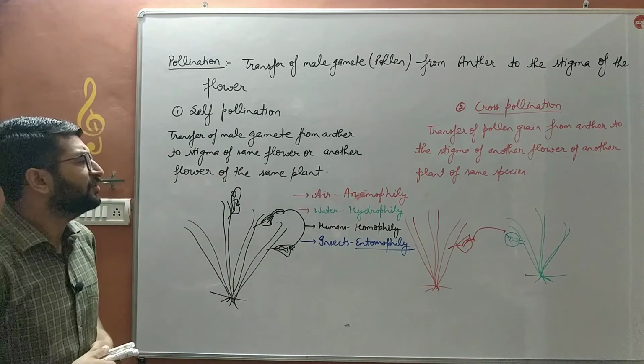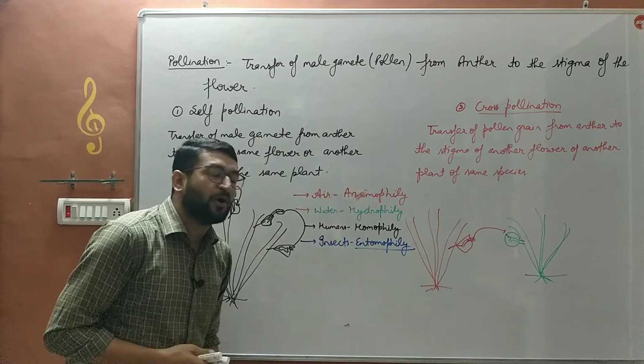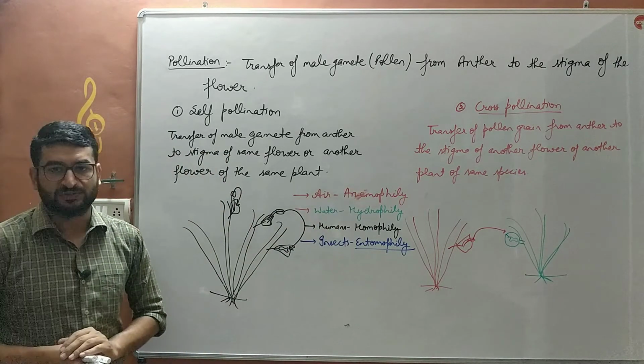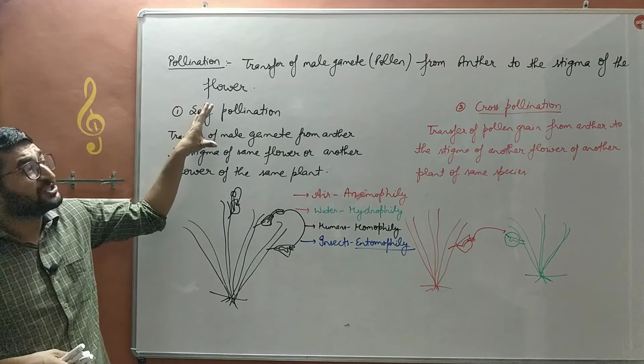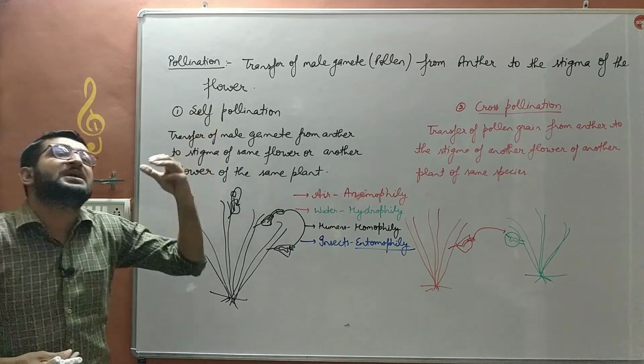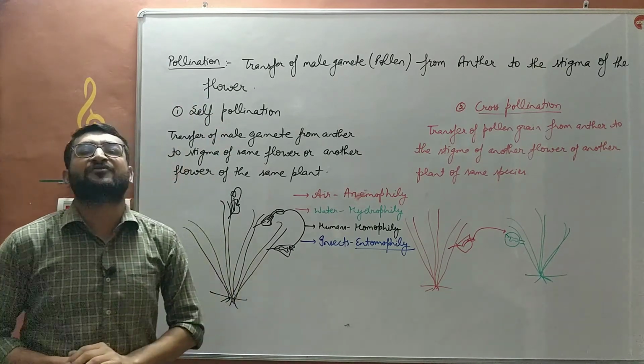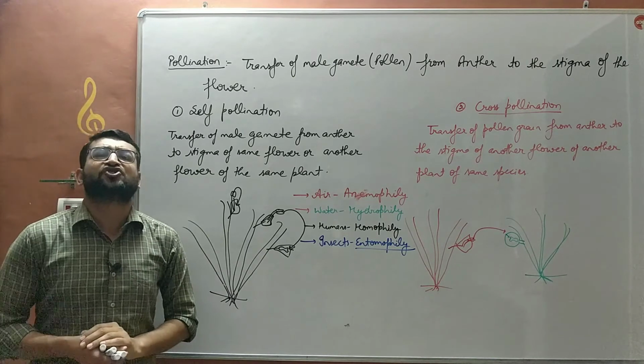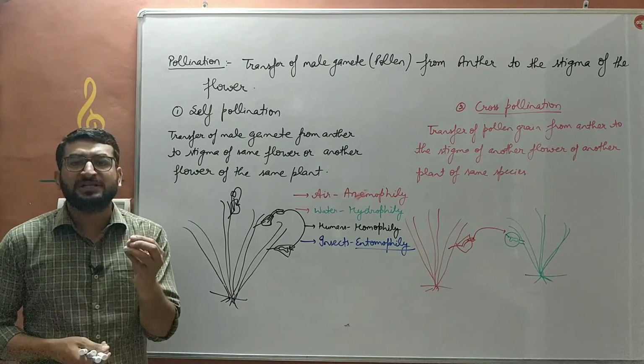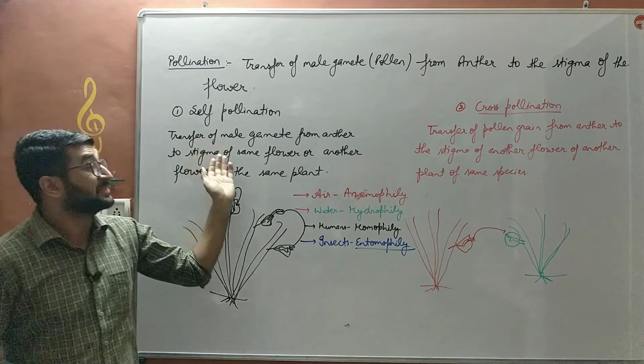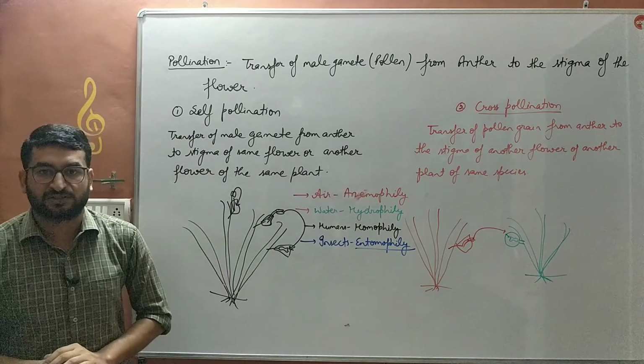So these are certain agents along with their type of pollination. So this is what pollination is: the transfer of male gamete, that is pollen grain, from the anther to the stigma is known as pollination, and its types, that is self and cross-pollination.